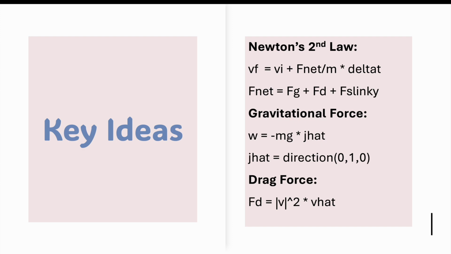So for gravitational force, we have that W equals the negative mass times gravity times j hat, or the unit vector in the y direction, and then we can see that below. j hat equals the direction (0, 1, 0), and that's what we have in our code. And then we have that the drag force, or F_D, is equal to speed squared times v hat.